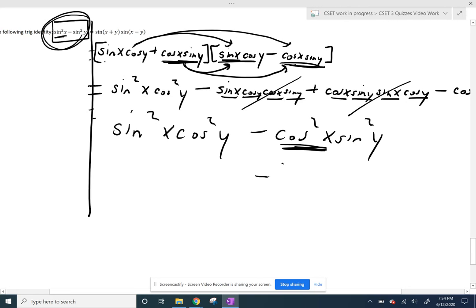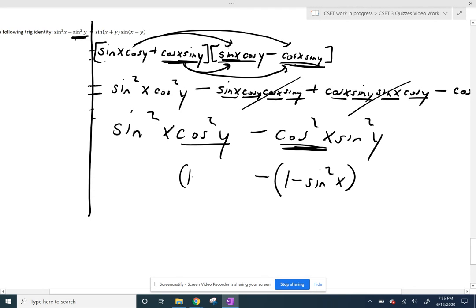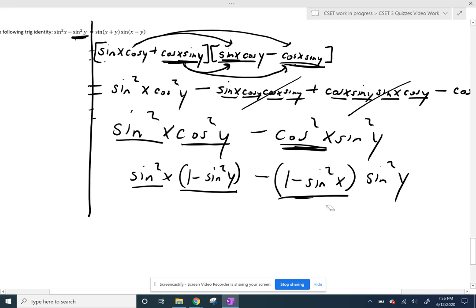Maybe I want to rewrite that cosine squared x with its Pythagorean identity, 1 minus sine squared, because I've got sine squareds in there, right? That's pretty common to rewrite using the Pythagorean identity. So let's do that. And then same deal, I have sine squared y, but I don't have any cosine squared y's, right? So I want to rewrite cosine squared y as 1 minus sine squared y. And so now I've got sine squared x times that minus, and this was my cosine squared x, and then we'll rewrite that. So just rewrote, replacing the cosine squared with that and that.